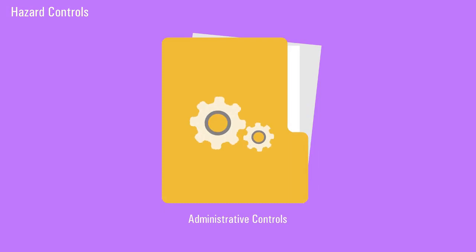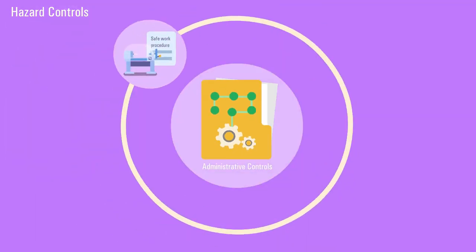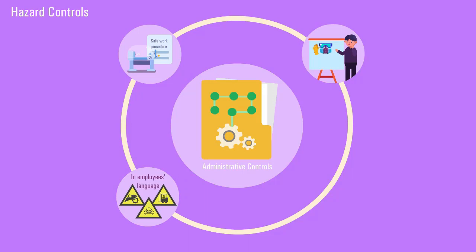Control the remaining hazards with administrative controls. Administrative controls are operational controls that include written safe work procedures, combined with training, signs, maintenance, and monitoring to make sure the procedures are being properly followed.